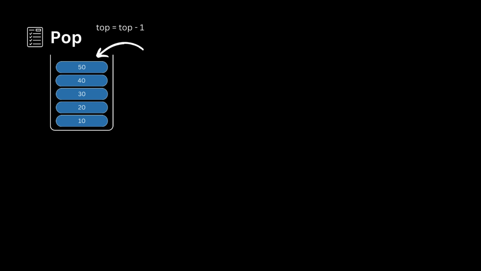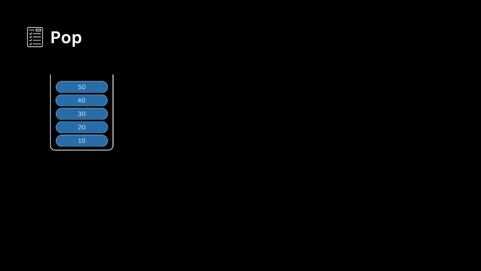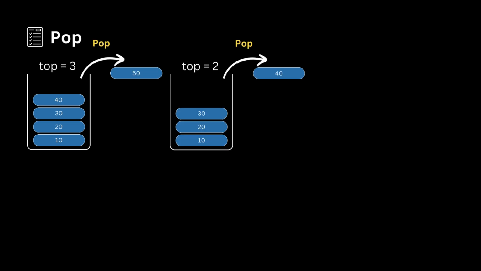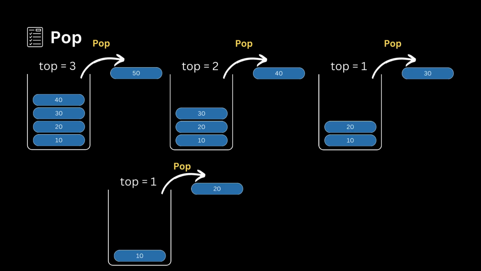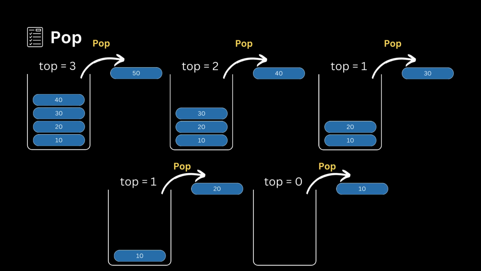Here we have a stack that is not empty. So first we will remove the element 50, next we will remove the element 40. Now remove the element 30 and remove the element 20 and remove 10. Now the stack is empty.